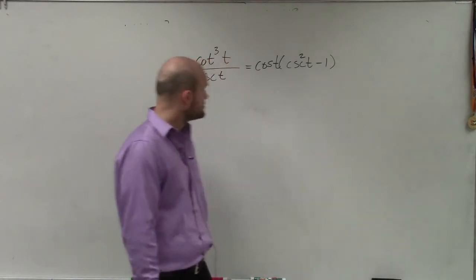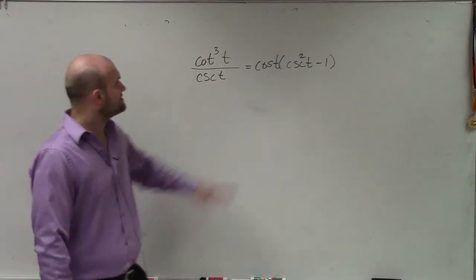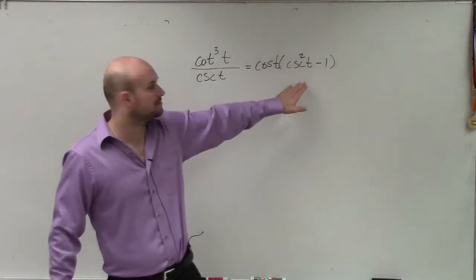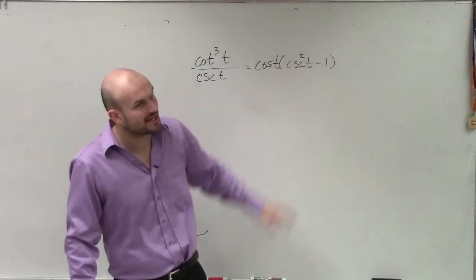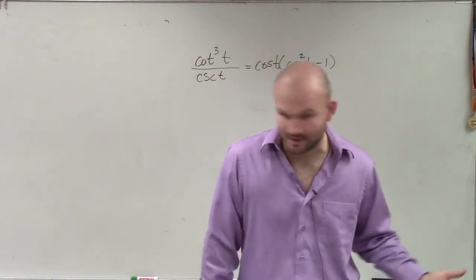In this example, ladies and gentlemen, when I see this cosecant squared minus 1, I automatically start thinking, all right, I'm probably going to have to use a Pythagorean identity, right?